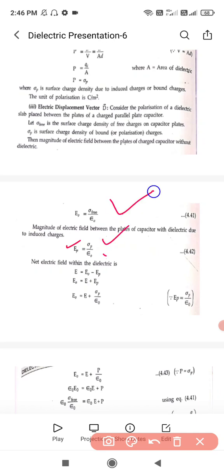This is without dielectric medium. This is with dielectric medium. In this case, polarization will be absent. In this case, polarization will be present.